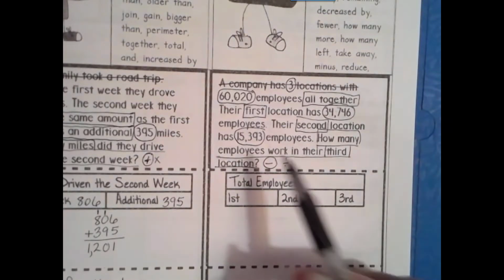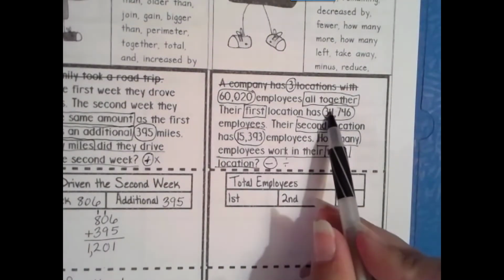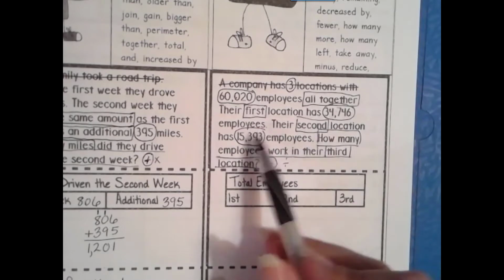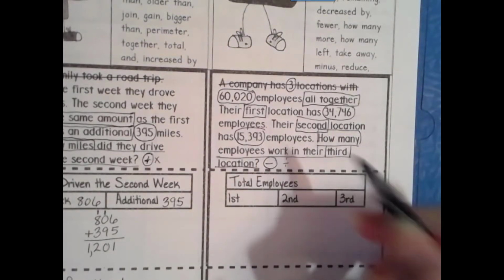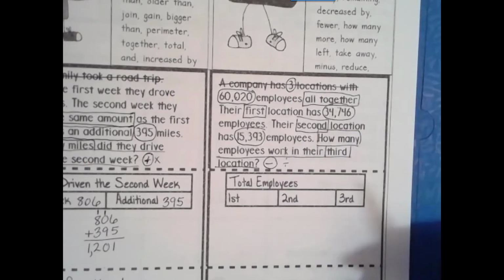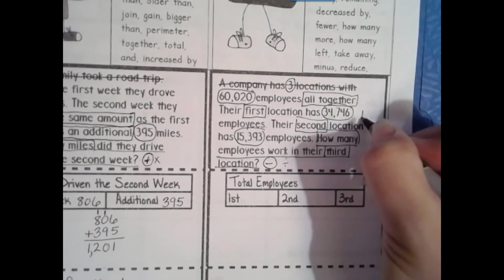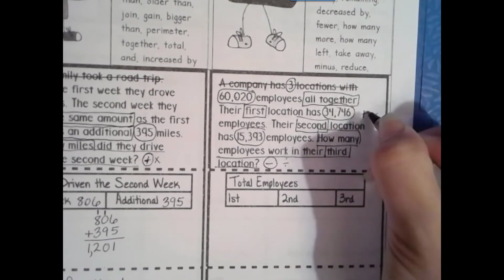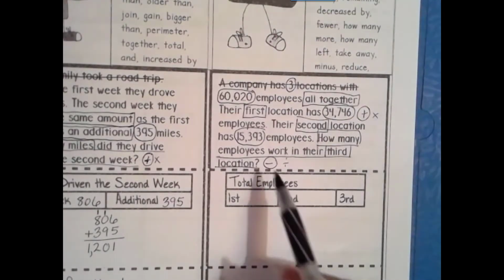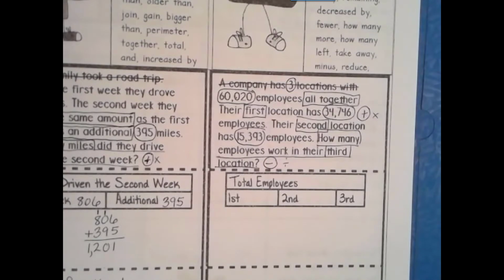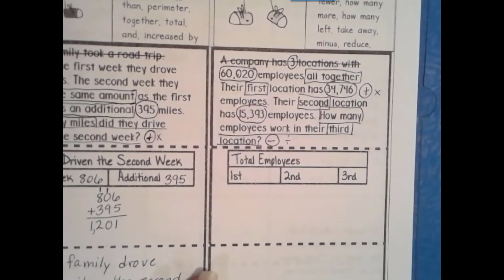But first, we have to figure out how many employees are at the 2 locations we do know about. So first, we have to figure out that total. We don't know that total. So we're going to either add or multiply to get that total. And since they're unequal groups, we're going to add first, then we're going to subtract. So those are our 2 operations we're looking at.